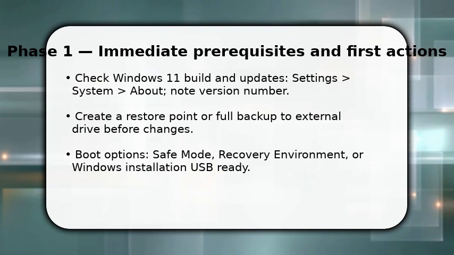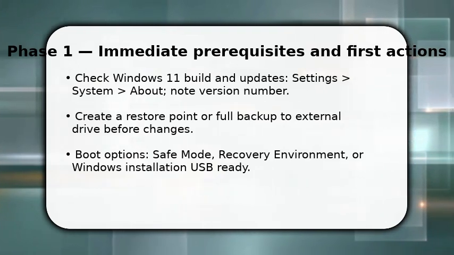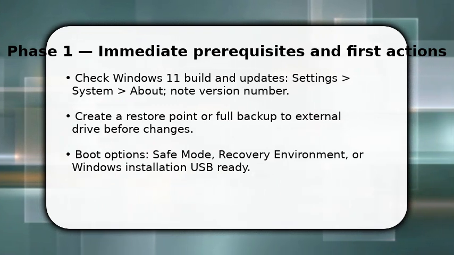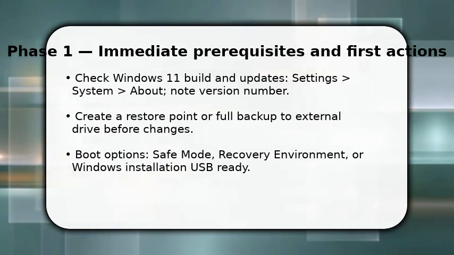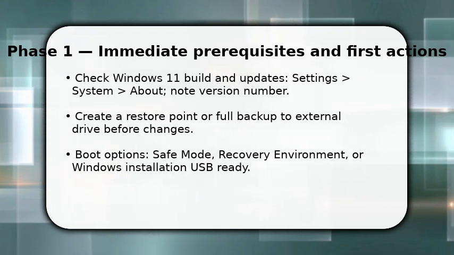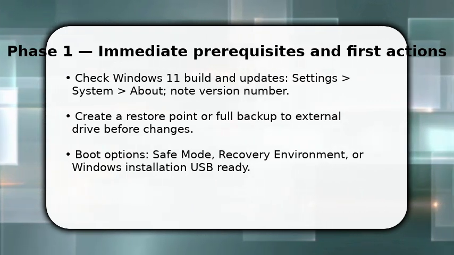You begin by confirming basic system state. Check Windows 11 build and create a restore point because you need a safety net. Once done, prepare boot options, safe mode, recovery environment, or a Windows installation USB. Make sure your external backup is connected. If something goes wrong, you can restore.